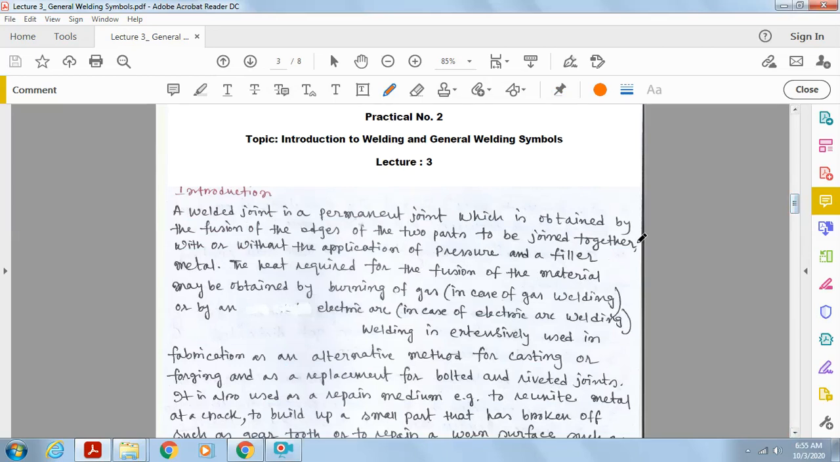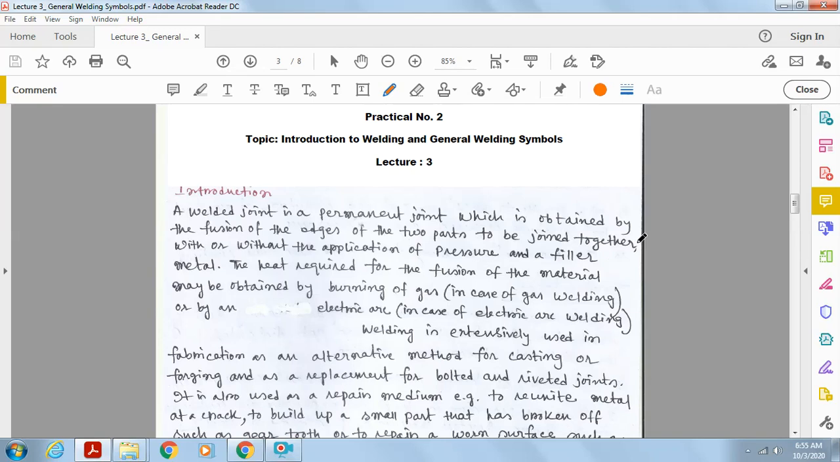So let us start with today's topic, lecture number 3, practical number 2, introduction to welding and general welding symbols. Above everything else, first of all we have to be introduced to this topic. In the introduction part, we will first learn what a welding joint is.